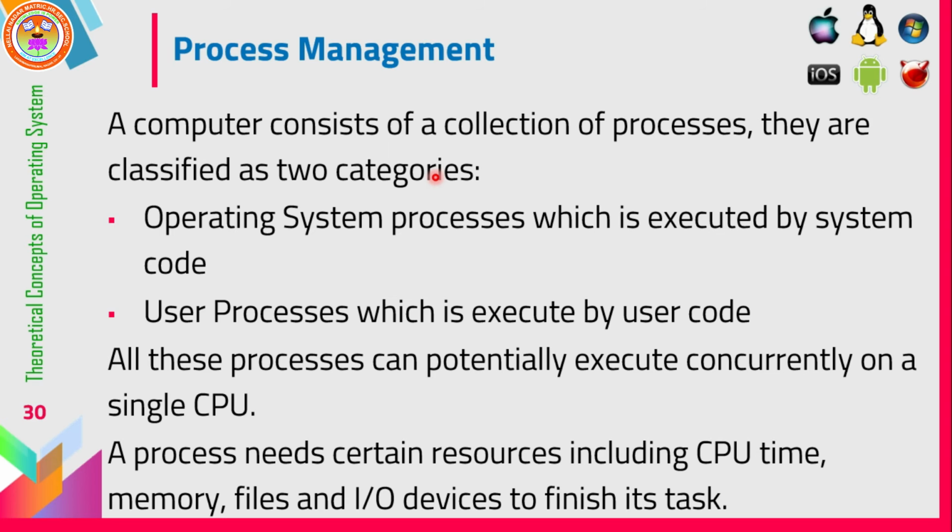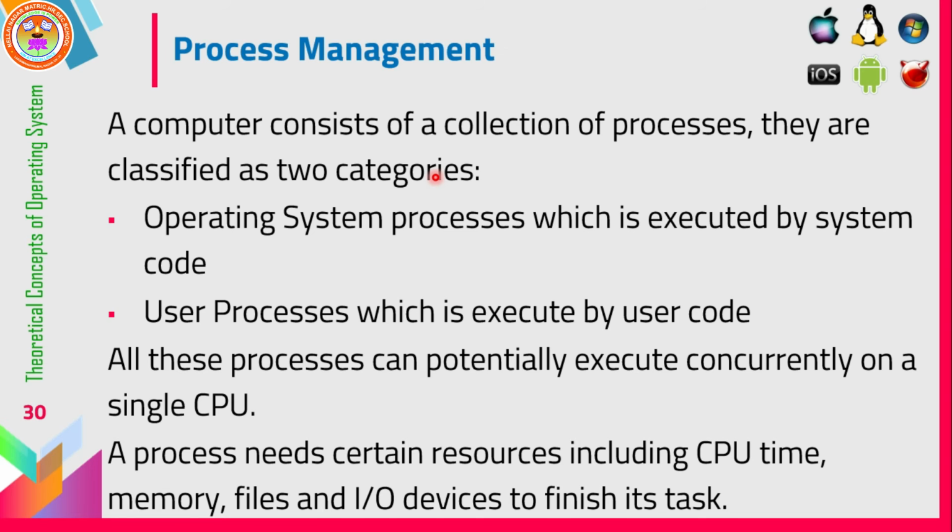They are classified into two categories. Number one, operating system processes, which are executed by the system code. That means using the system code, you can execute the operating system based processes. Number two, user processes, which are executed using the user code. If the user wants to do any specific work, it is done by using the user code. So these are the two important categories of processes in the operating system.